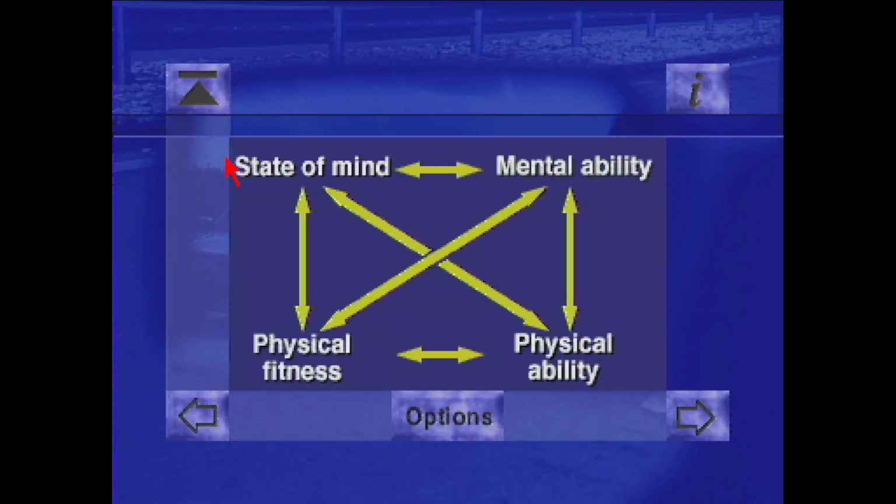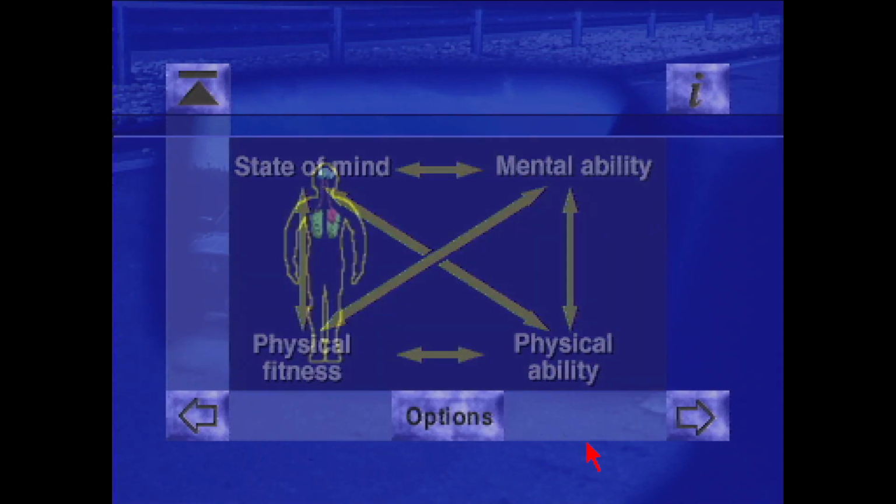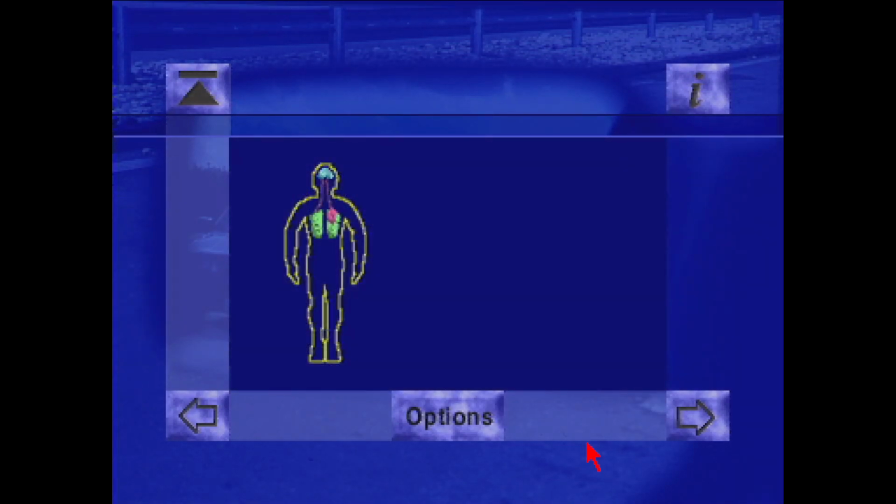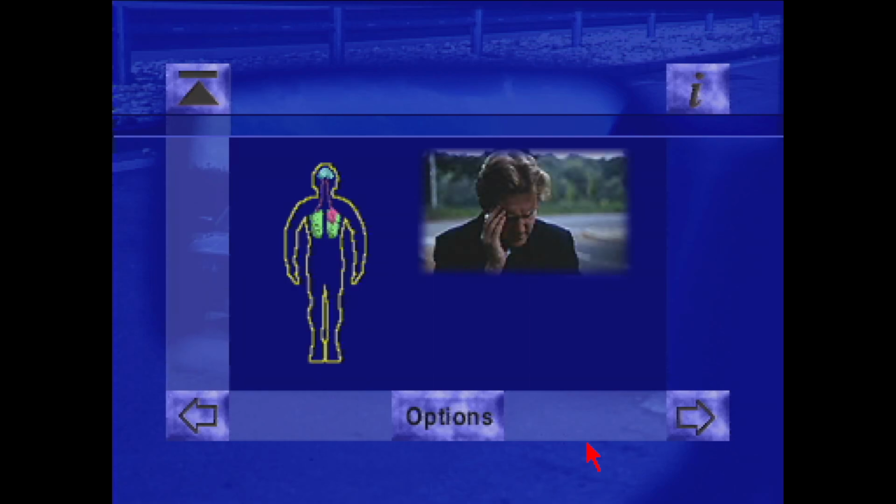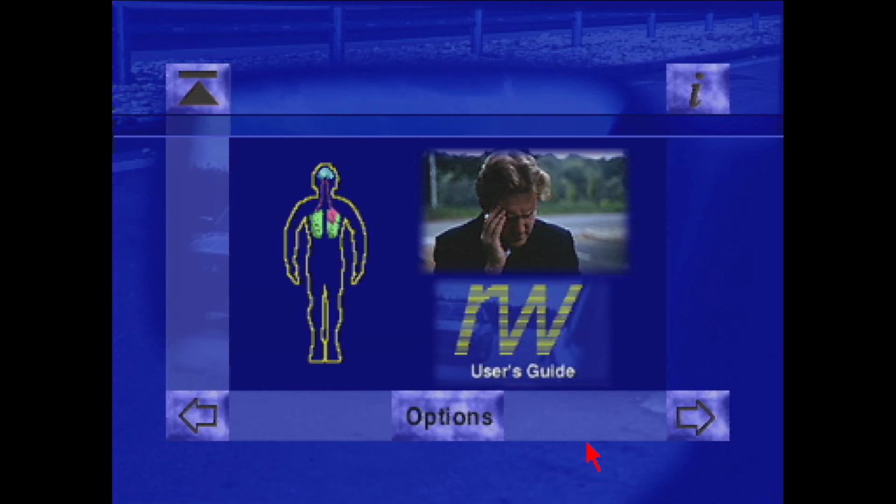Your state of mind is the single most important factor in how well you drive, but physical factors are also important. In this module, you can explore the relationship between the human body and driving ability, and the effects of illness, drugs and drink on driving performance. The RoadWorthy User's Guide contains additional information on your attitude towards driving.